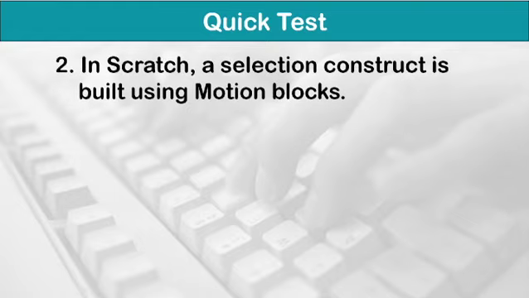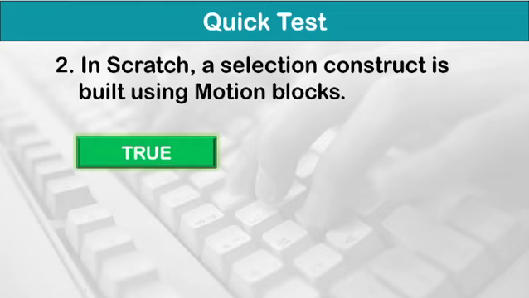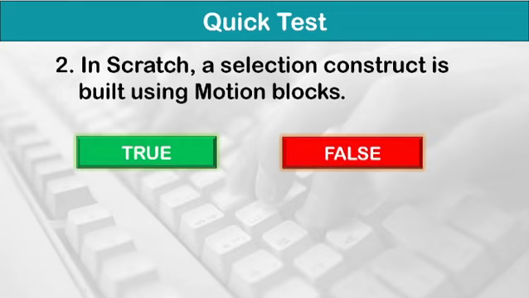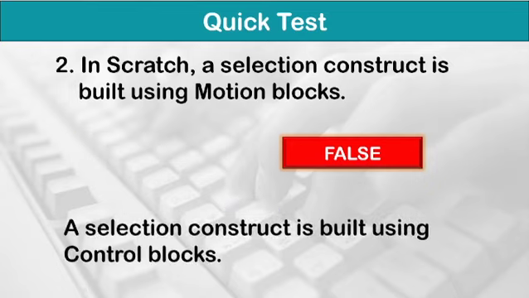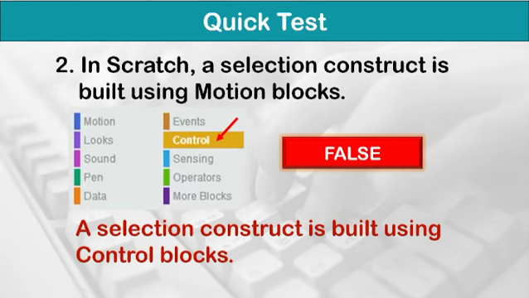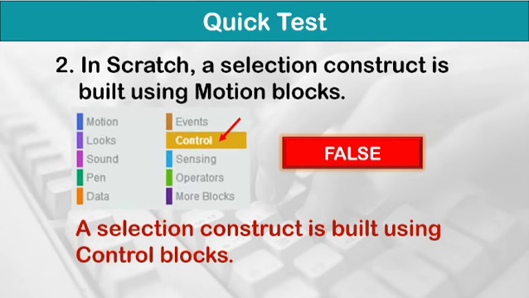Number 2. In Scratch, a selection construct is built using motion blocks. True or false? The answer is false. A selection construct is built using control blocks.